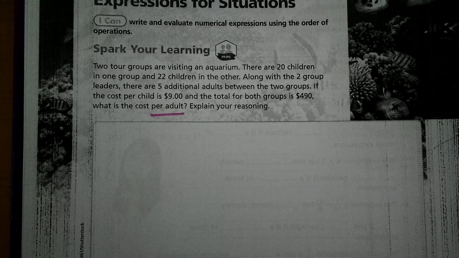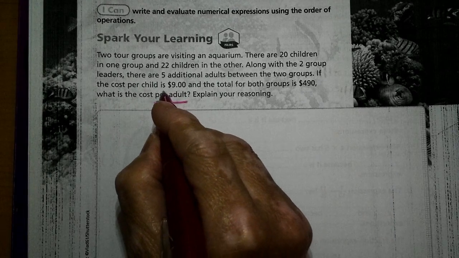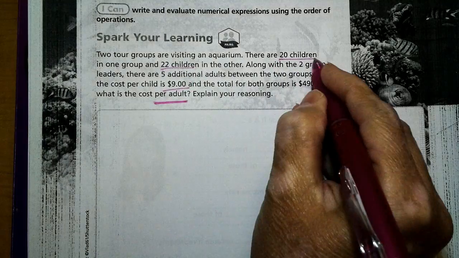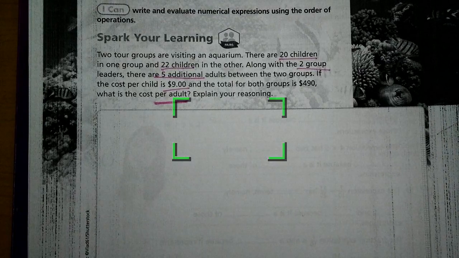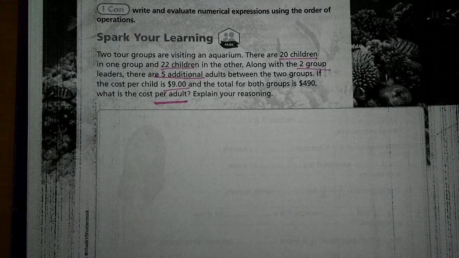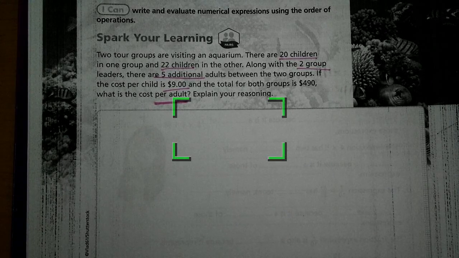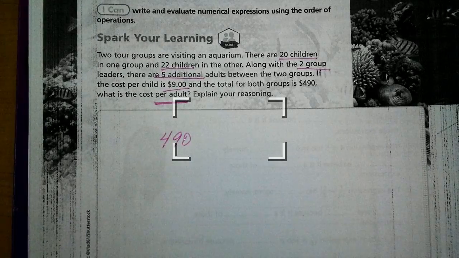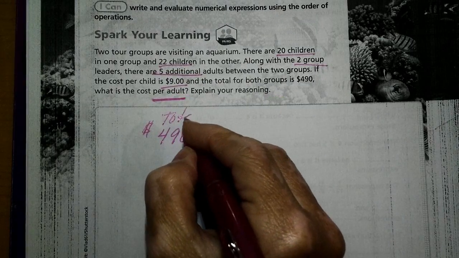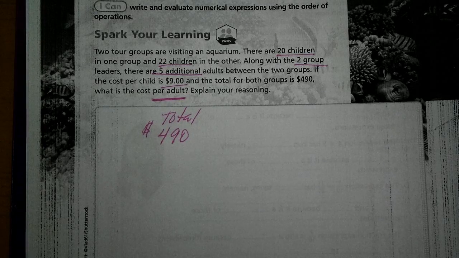So what will we need to do first? Any ideas? I'm going to underline my important information. So 20 kids, 22 children, and we know that the children are $9. So what can we do with that information? And we know that the total is $490. Nobody has any ideas?